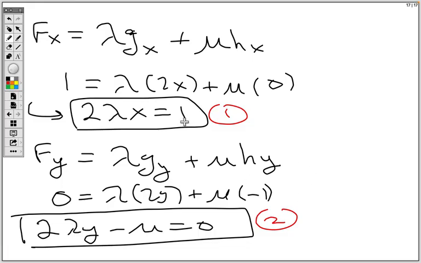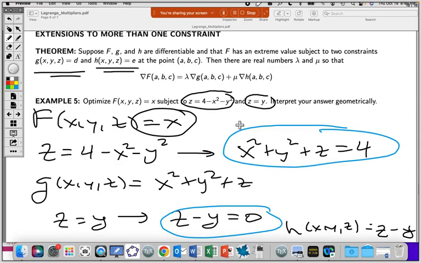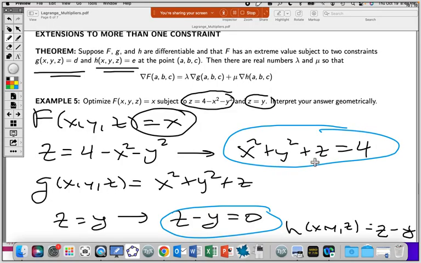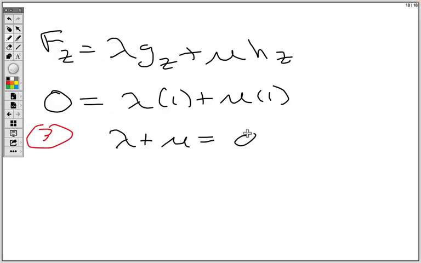And now I'm off to fz. Lambda gz plus mu hz. Once again, there's no z. So fz is 0. Lambda gz. So here's g. Gz is just what? And for that matter, hz is just what? Yeah, that's just lambda times 1 plus mu times 1. So this equation 3 gives us lambda plus mu equals 0.